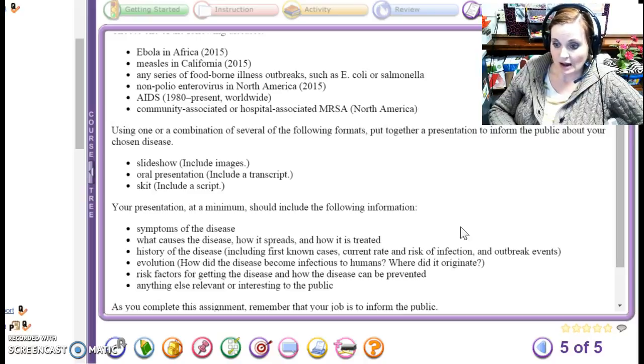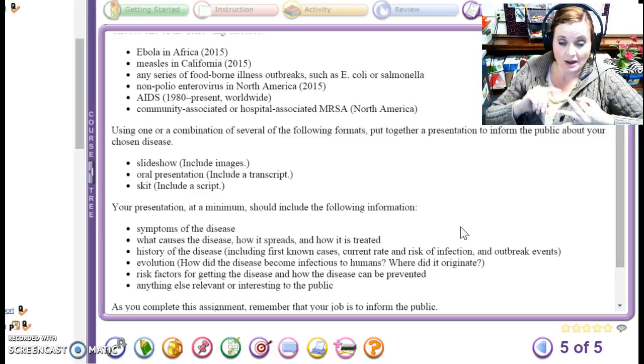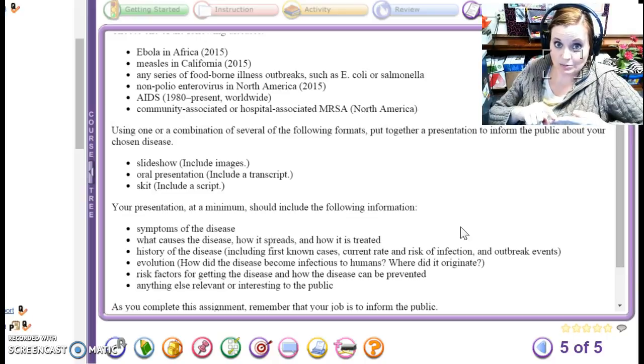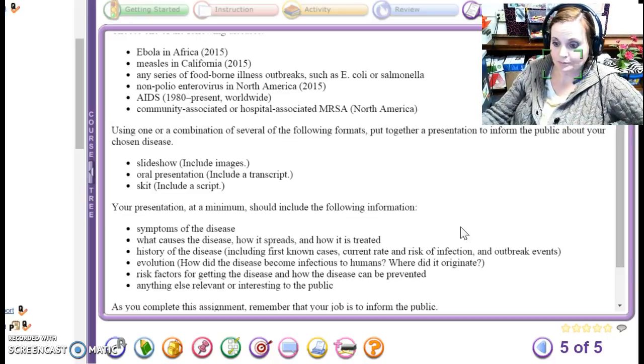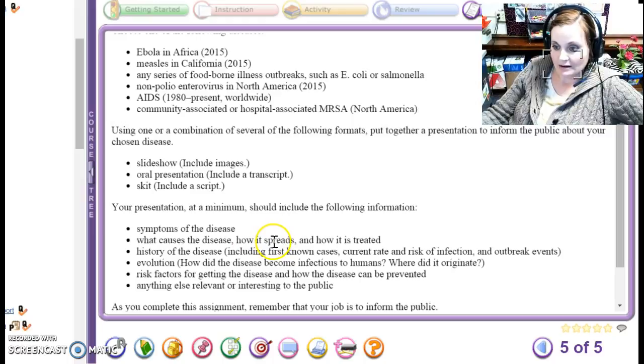So you need to know what causes that disease. What is the infectious agent? So I need you to identify what virus, bacteria, protist, or fungus is responsible for that disease. How does it spread, and how is it treated? Going back a slide, tell us what are the symptoms of the disease. If you're sick, how would you know you're sick? Tell us the history of the disease. Who first discovered it? Or where were the first cases found?